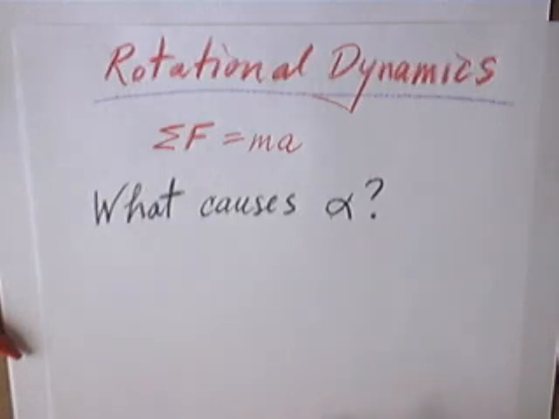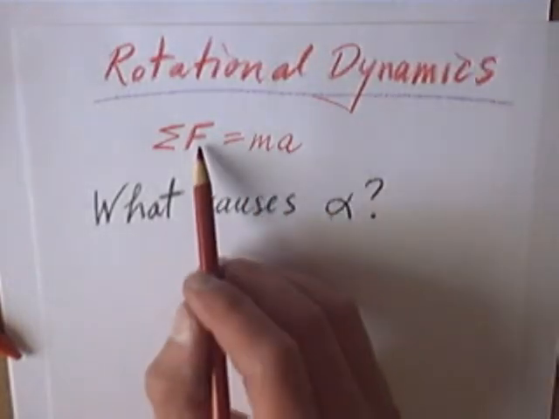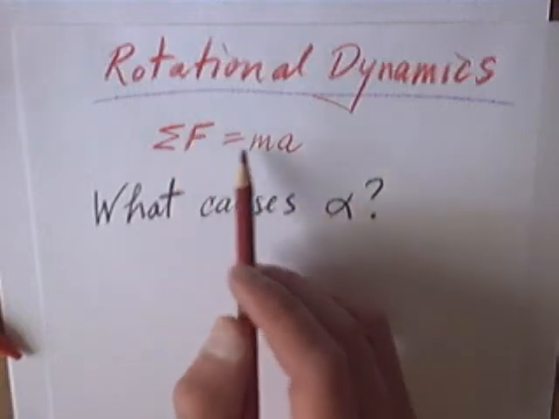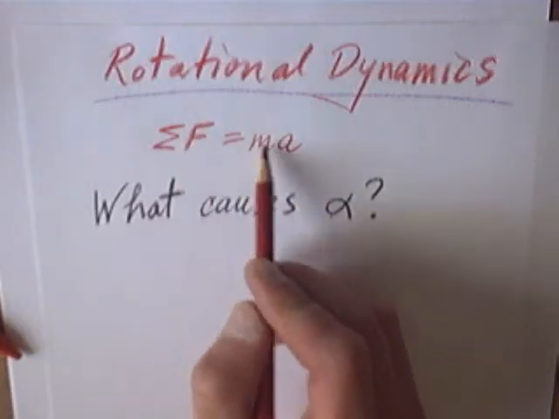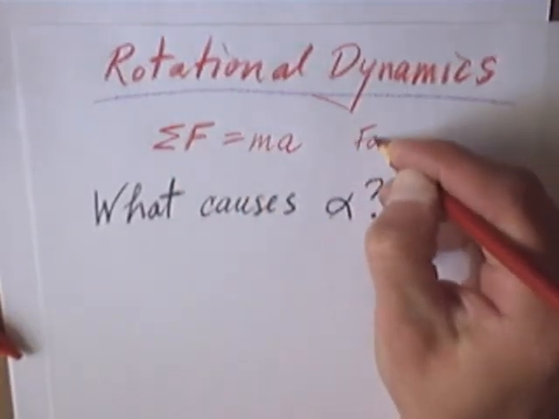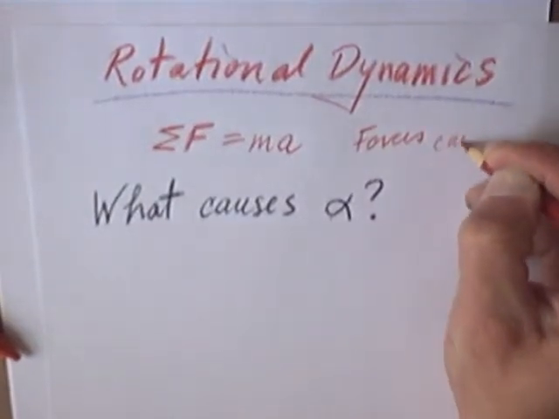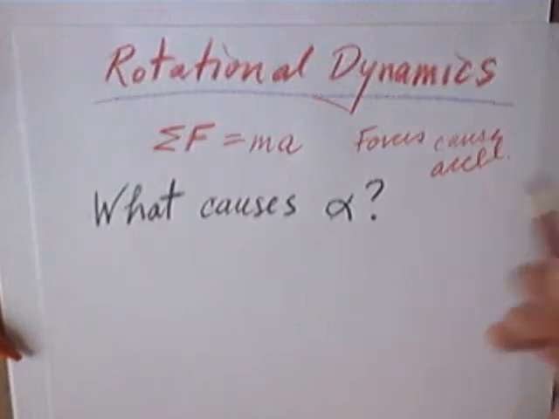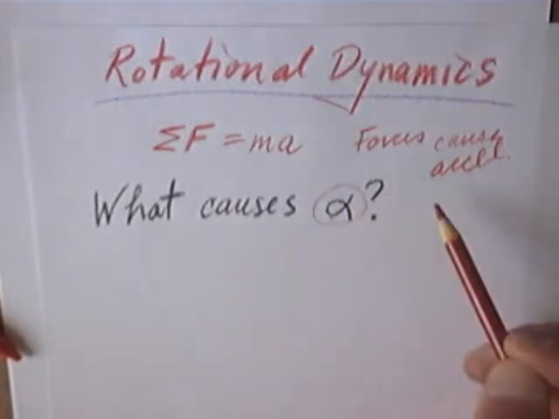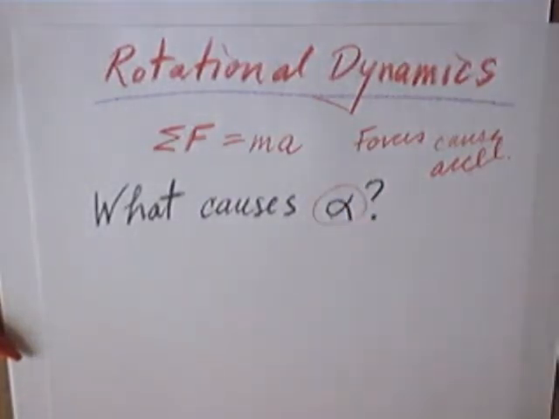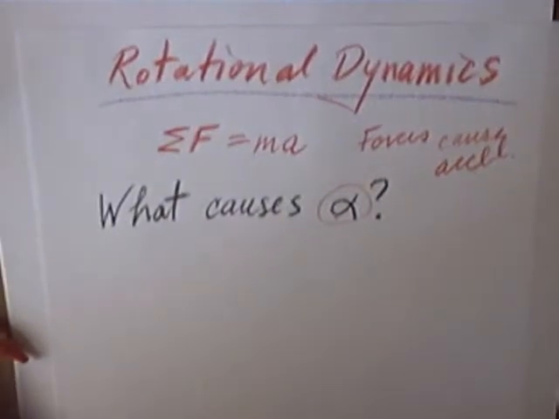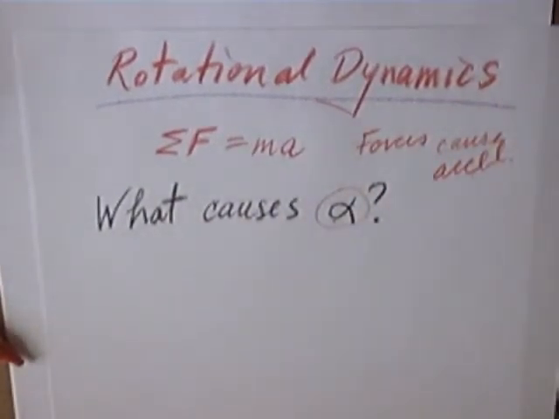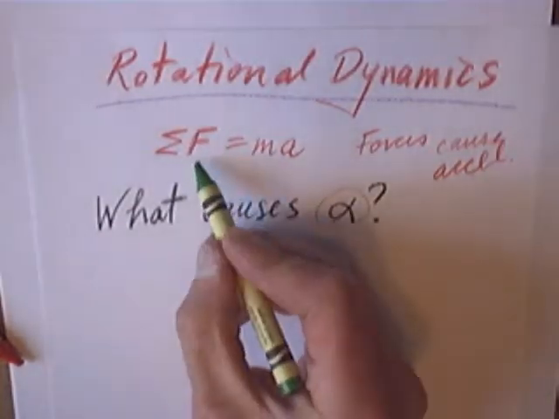Okay, so let's talk about rotational dynamics. Well, linearly, the sum of the forces is mass times acceleration. So forces cause accelerations. But we know in the rotational world, we have angular accelerations. So, what causes angular accelerations? Well, let's do our rotational analog.